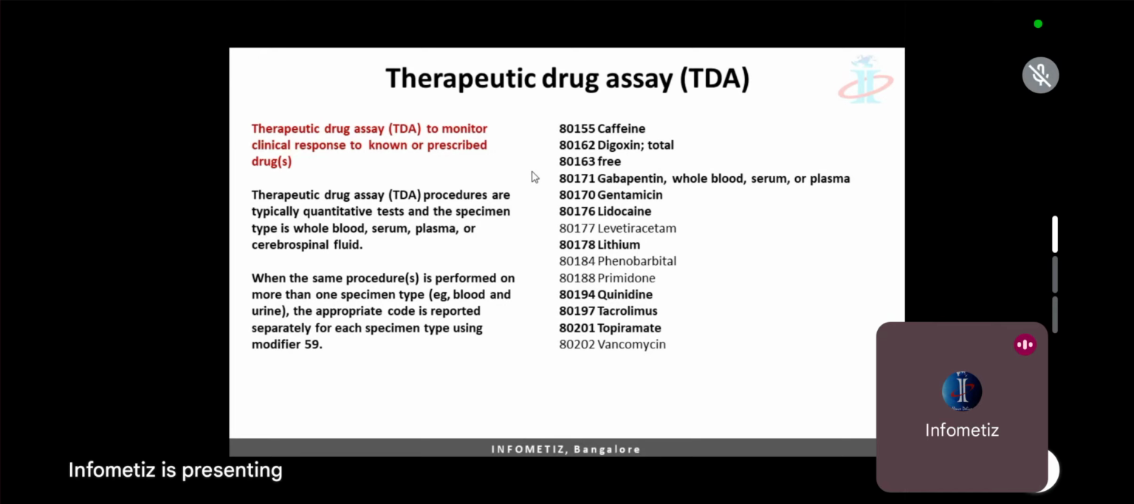Have you heard about the clinical trials? Clinical trials, everyone knows, na? Whenever there is a new drug or a new medicine, they will try. First, they will try on machine. Second, they will try on the animals. Third, they will try on human beings.